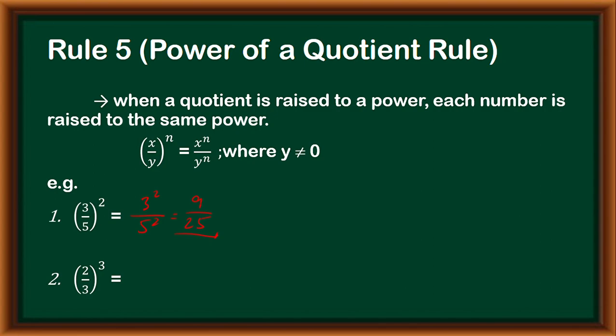Okay? So, let's try to solve this sa baba. So, dito naman, that's 2 raised to the third power over 3 raised to the third power. So, 2 raised to the third power is, ilan ba? So, 2 times 2 is 4, times 2 is 8. So, lagyan natin dito, 2 times 2 times 2. Dito naman sa baba, that's 3, ano ba? Times 3 times 3. Okay?